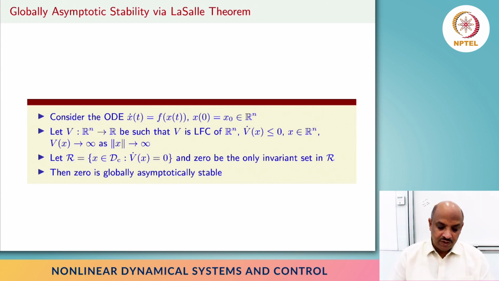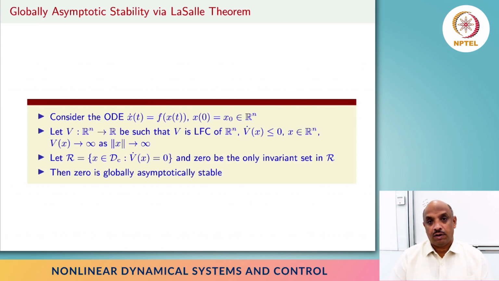So in the previous version, where we don't require any of these things, we can only use it for showing how this whole thing is going to converge to some set, if we have some D sub c that is invariant and things like that. Here, on the other hand, we actually require this radial unboundedness condition, which is V of x going to infinity as the norm of x goes to infinity. And also this set R will have only one invariant set, and therefore we can conclude 0 is globally asymptotically stable, right? So this is a very powerful result.